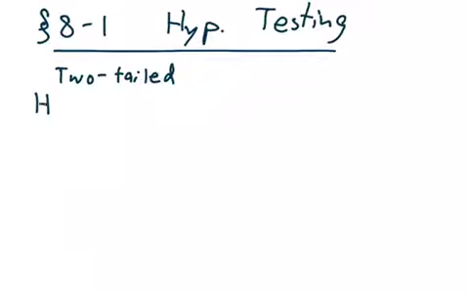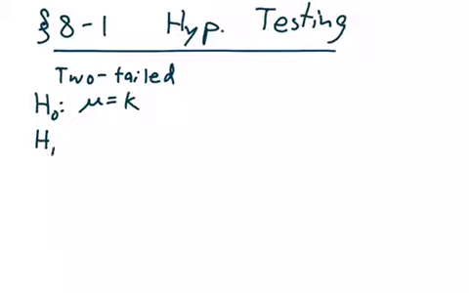Now, in all of these, I should just go ahead and write it out ahead of time. We're going to be saying the population parameter, so that's mu in all of these ones, is equal to a certain value. So remember, our H subscript 0 is always a statement of equality, right?